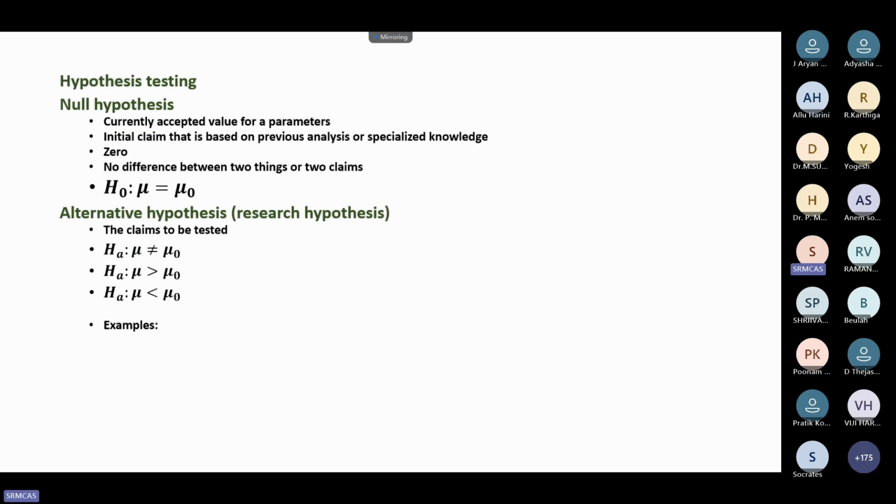So we have two different kinds of hypothesis. One is the null hypothesis, and another one is the alternative hypothesis. The null hypothesis represents the current situation, the currently accepted value for a parameter, or an initial claim, or nothing. We can say no improvement in the current situation, or no difference between two things or two claims. Why do we call it a null hypothesis? Because the null hypothesis always states the current situation.